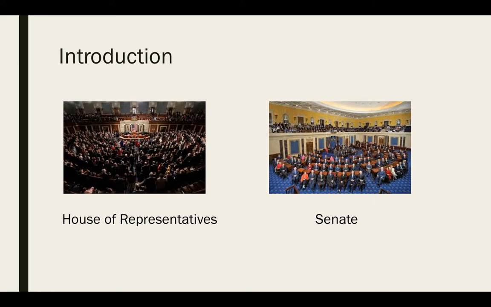So your top two boxes on your flow chart, House of Representatives on the left, a bill is introduced and assigned to a committee, and then that committee is going to refer it to a subcommittee. Only members can introduce bills.